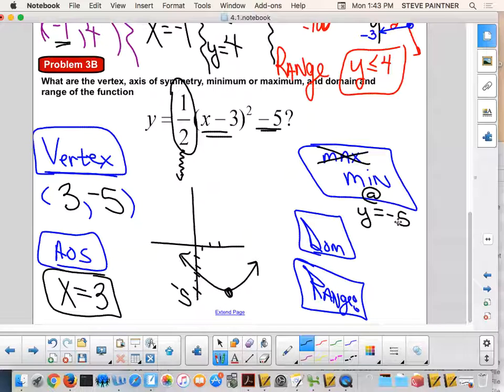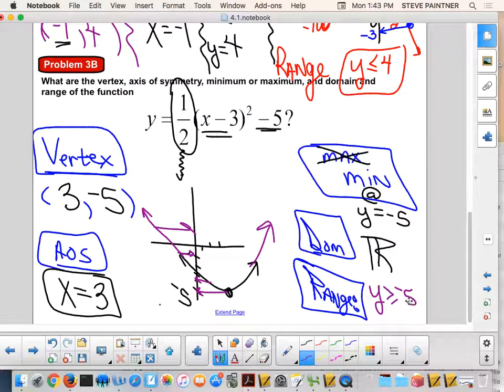Domain, we know it's all real numbers. Capital R with another vertical line going down. Simple. The range would be all y values coming out of this thing. This y came out, this y came out, this y, this y. What y's are coming out? Y is greater than or equal to negative 5. Good?